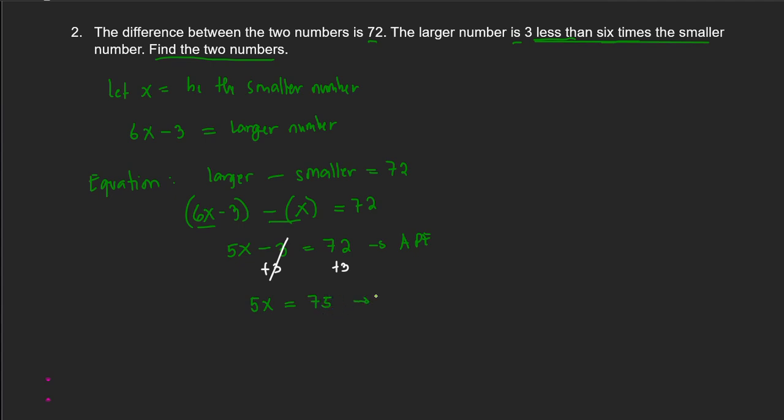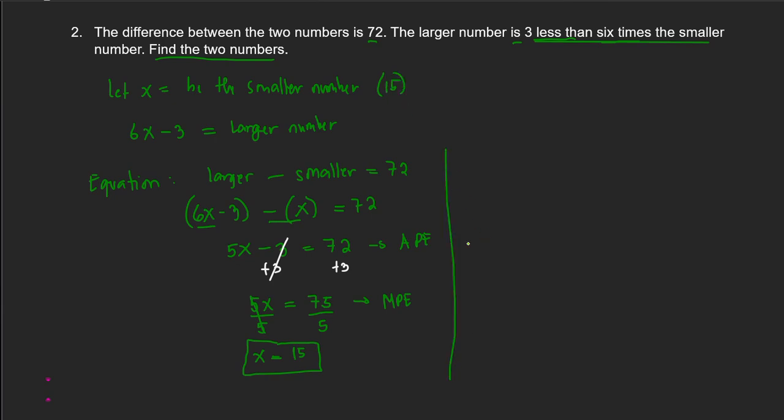Now same pa din, para ma-identify natin yung value ng x, so you apply the MPE. Ibig sabihin, multiplication property of equality or division property of equality. So you divide both sides by 5. Kung nag-divide po tayo ng 5 dito sa kabila, then i-divide po natin sa kabila. So this is cancel out, that is equal to 1. Then x na lang matira. Then 75 divided by 5, that is equal to 15. So this means yung 15 natin, that will be our smaller number.